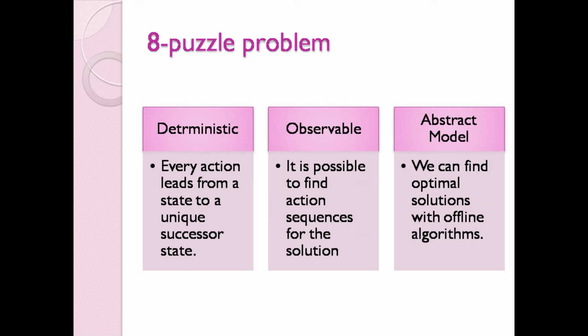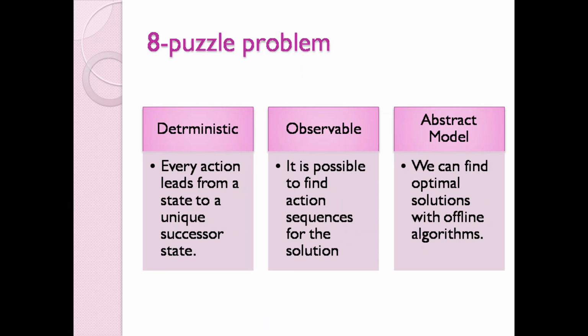You might have learned search problems already, but in those algorithms we just look into the time complexity and space complexity alone. But when I use them with the AI concept, then I need to look into whether it is deterministic or observable. All those factors I also have to consider. So in this 8 puzzle problem, it is deterministic. Why? Because every action leads from a state to a unique successor state. And it is observable, which means the agent always knows which state it is in.